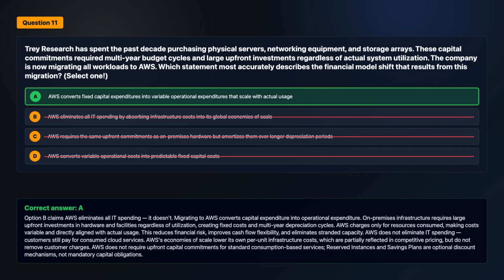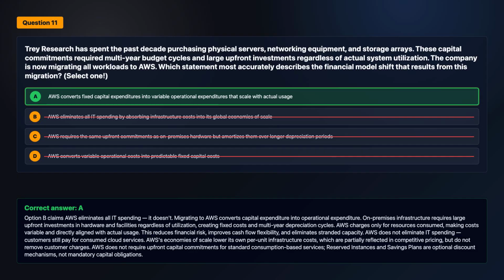The correct answer is option A. Option B claims AWS eliminates all IT spending. It doesn't. Migrating to AWS converts capital expenditure into operational expenditure. On-premises infrastructure requires large upfront investments in hardware and facilities regardless of utilization, creating fixed costs and multi-year depreciation cycles. AWS charges only for resources consumed, making costs variable and directly aligned with actual usage. This reduces financial risk, improves cash flow flexibility, and eliminates stranded capacity.